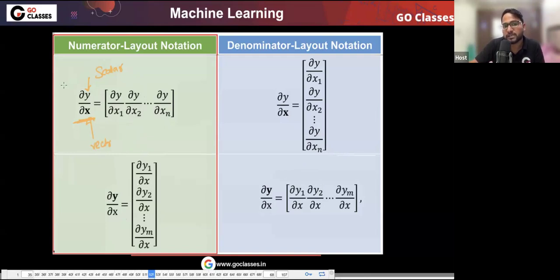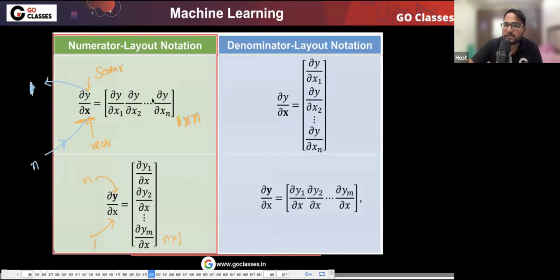Okay, numerator layout says that it will follow the numerator. What is the numerator dimension? This is just one, one cross one. What is this? This is n dimensional, it is in Rn. So numerator layout says the final answer will be 1 cross n. Numerator layout first, and denominator layout second. For example, this is in Rn and this is in R1, so it will be n cross 1. This is called numerator layout.